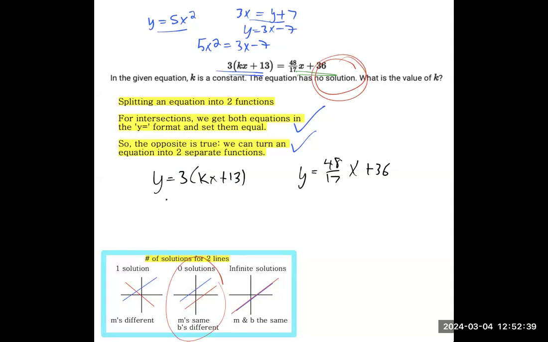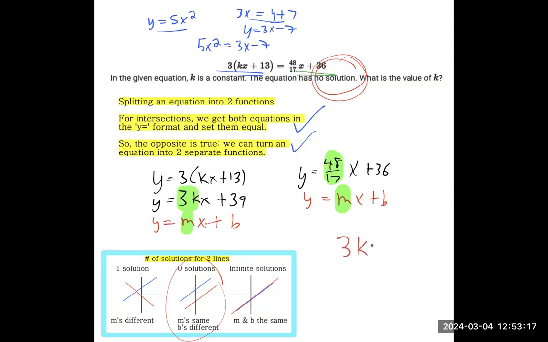So that means that if we find the slopes, we can just set them equal. So distributing the 3 here, 3kx plus 39. And now we have our two equations in y equals mx plus b format. And the two slopes are 3k, that's your slope there, and 48 over 17, that's your slope there. And if we have no solutions, which we don't, then it means the slopes are equal. So we can say 3k equals 48 over 17.